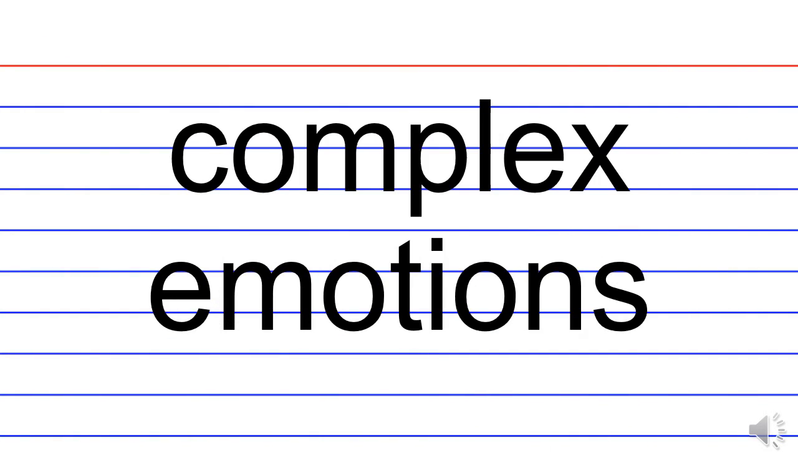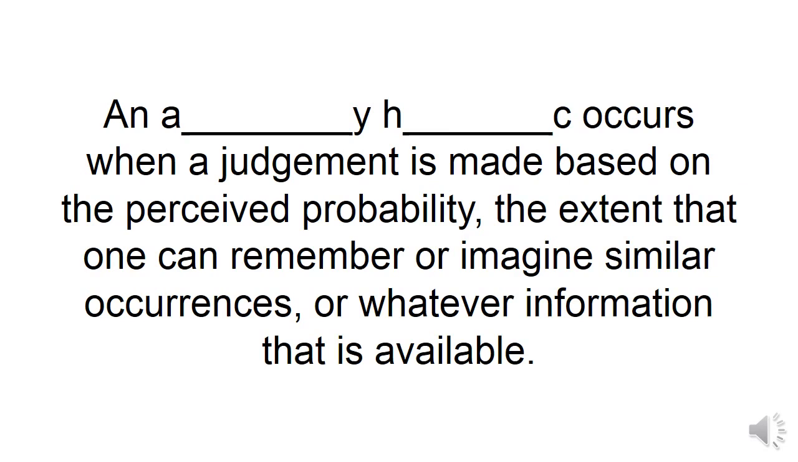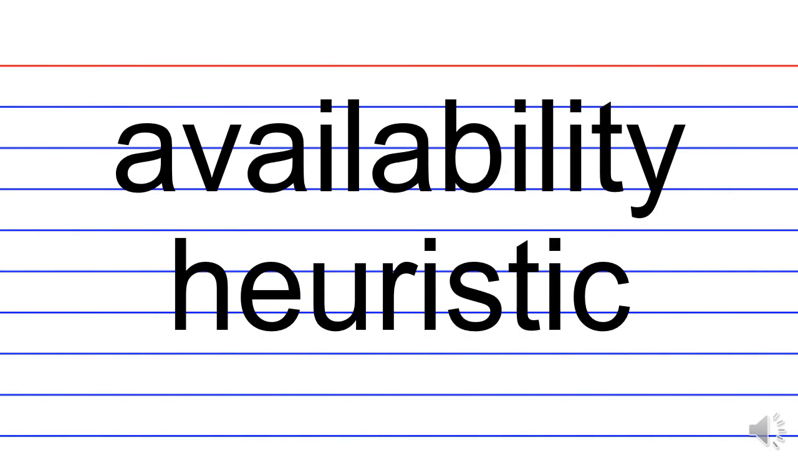So complex emotions. Complex emotions. And A blank Y, H blank C occurs when a judgment is made based on the perceived probability, the extent that one can remember or imagine similar occurrences, or whatever information is available. So an A blank Y, H blank C. What is this phenomenon? That would be an availability heuristic, okay?